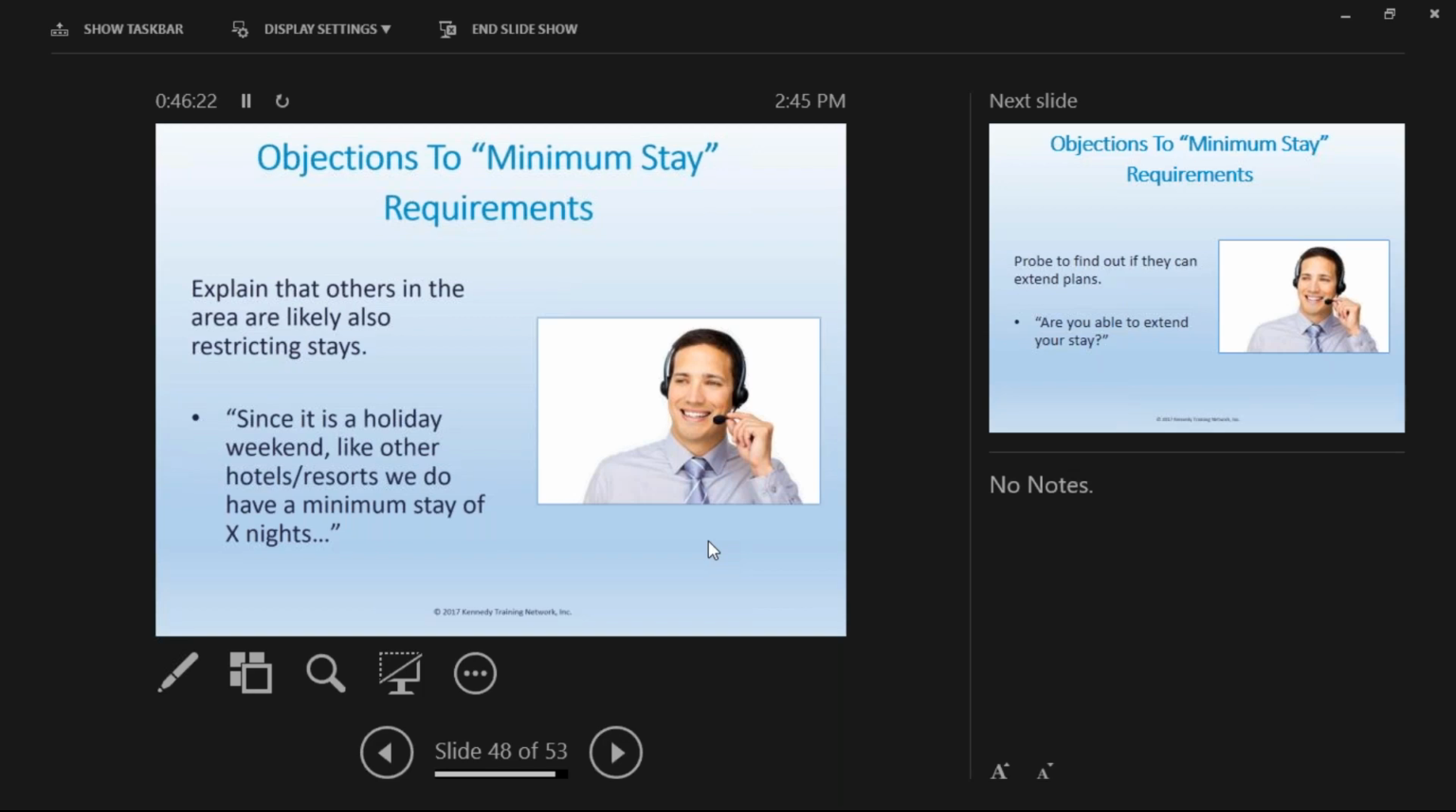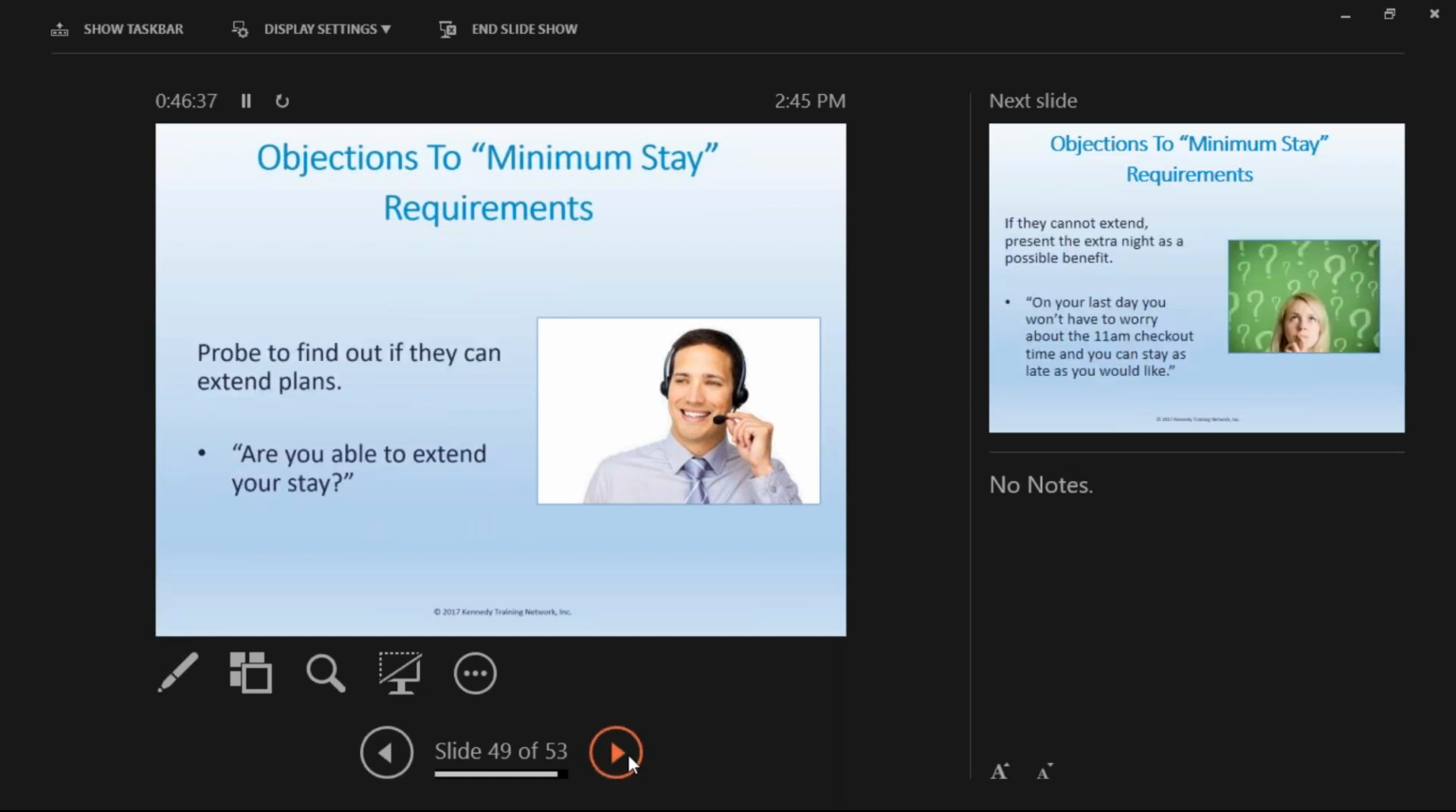Or check-in availability: "Oh, sir, your dates are over President's Weekend, and that is a great time to ski. And so we have so many guests that want to stay that we actually have a 3-night minimum stay, okay? Are you able to extend your stay?"